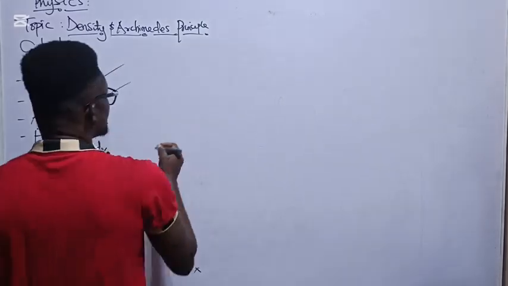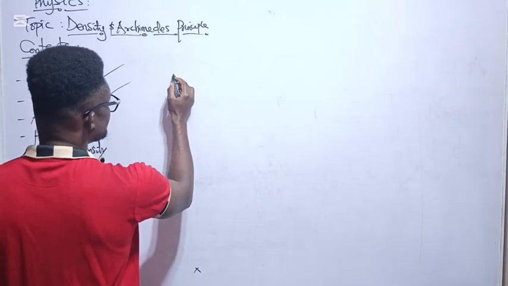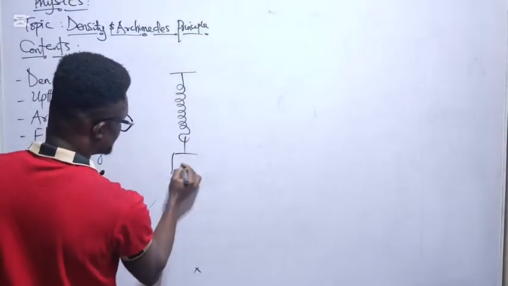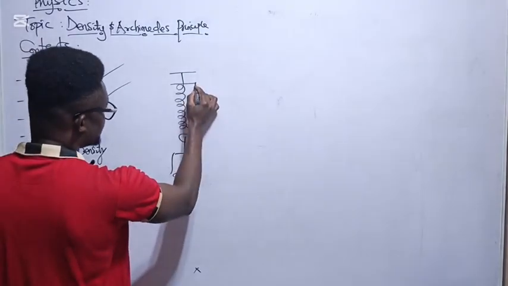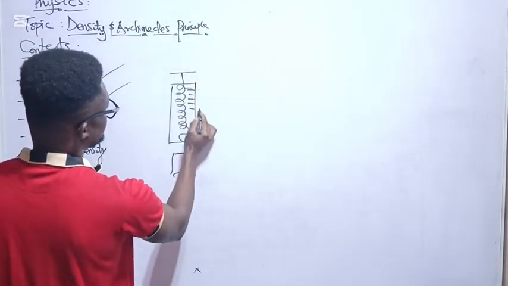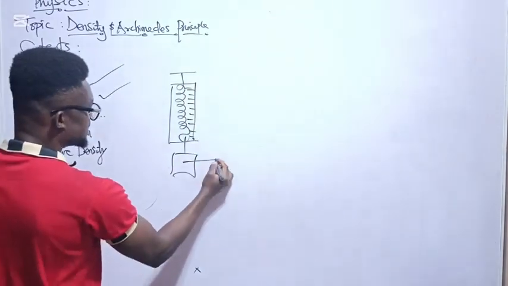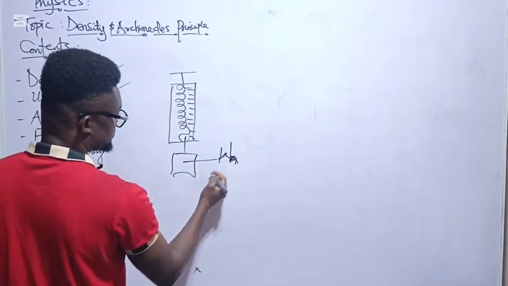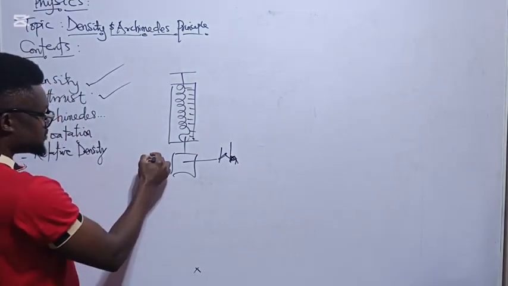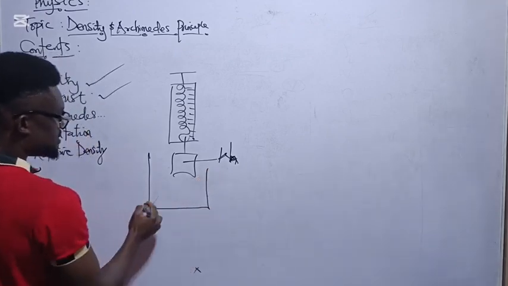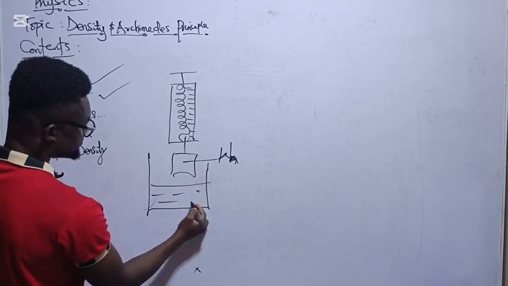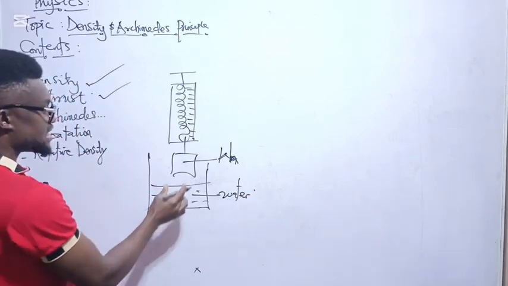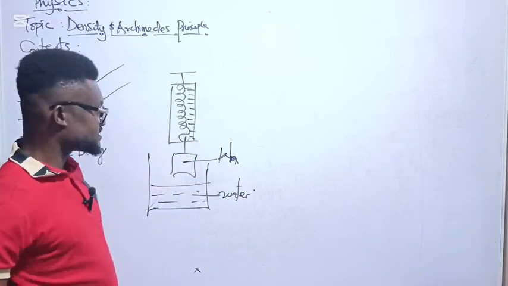Take for example, let's say we have this as a spring balance. Now this has a weight. Probably we have it as weight in air. Okay. Now you want to immerse this body into this very water. Let's say we want to immerse it into this very water. Now you've got the weight in air using the spring balance.